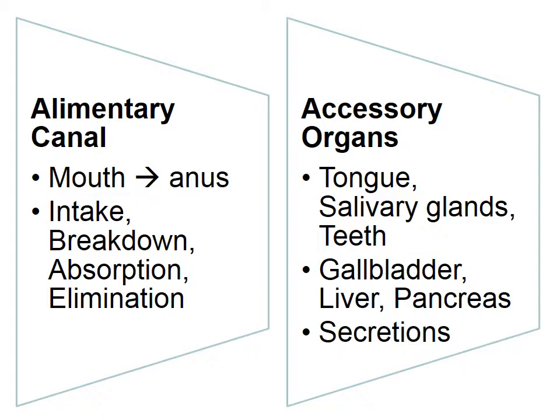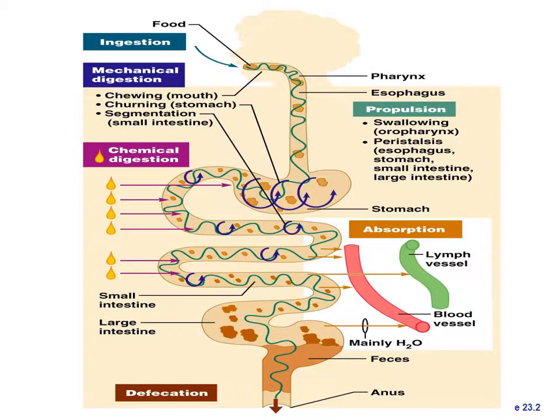Accessory organs include tongue, lips, cheeks, salivary glands, teeth, gallbladder, liver, pancreas. They are associated with breakdown and secretions. An overview of the digestive system.